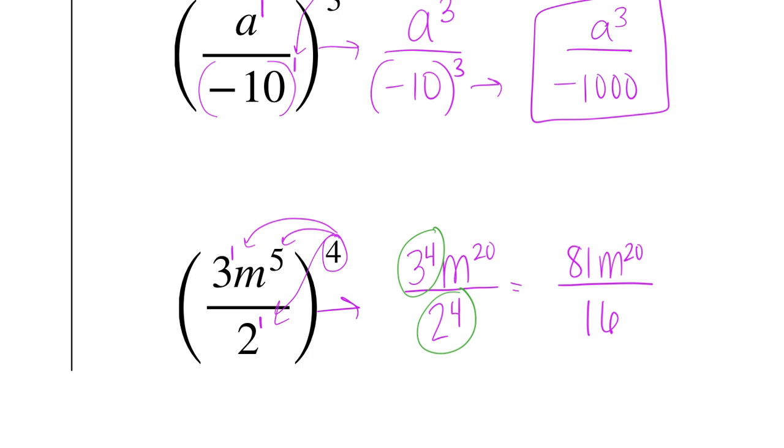Now, another thing that you should always get in the habit of doing: with 81 over 16, you want to ask yourself if this fraction can be reduced. In this case, it can't. 81 over 16 does not reduce. But sometimes this fraction can be reduced. So if it can be reduced, make sure you always reduce that down. But in this case, we're just going to leave it the way that it is.